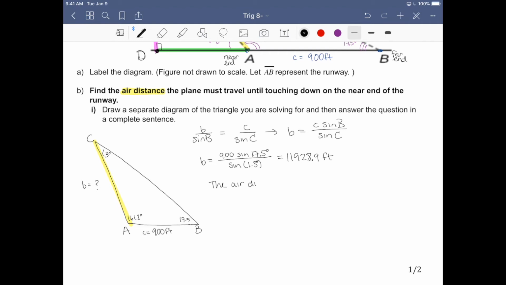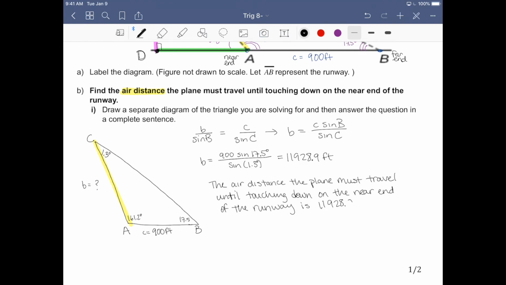The air distance the plane must travel until touching down on the near end of the runway is 11,928.9 feet.